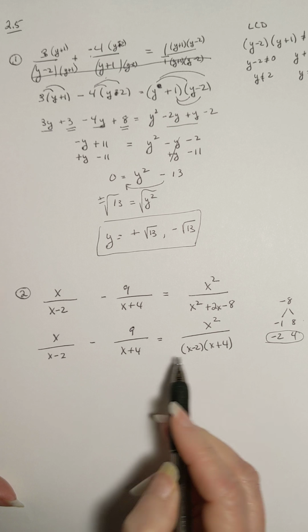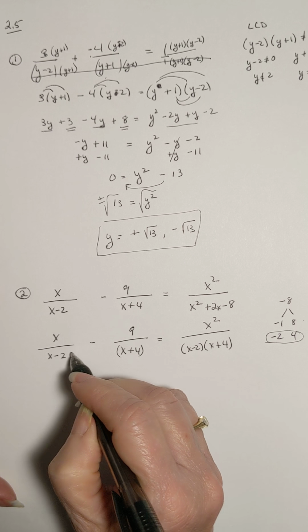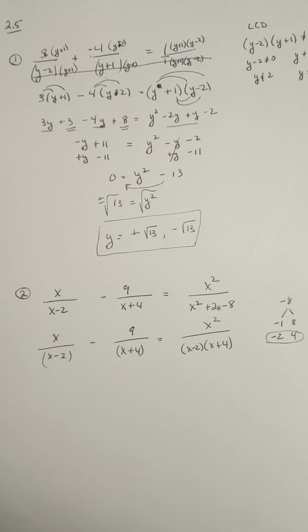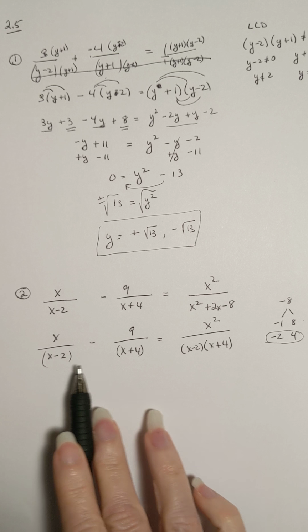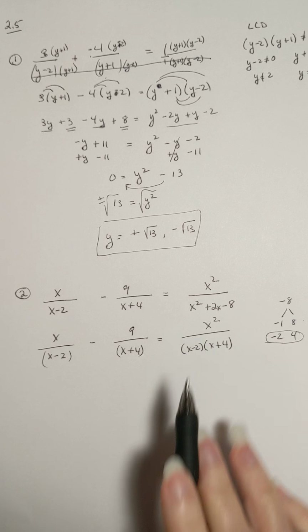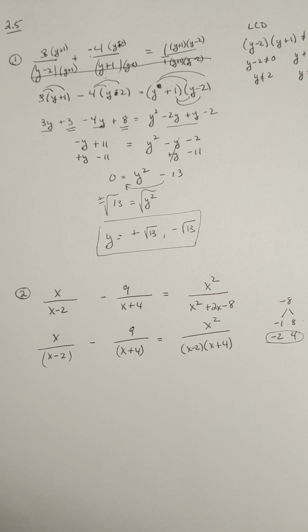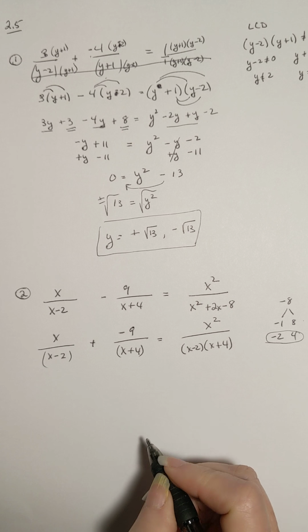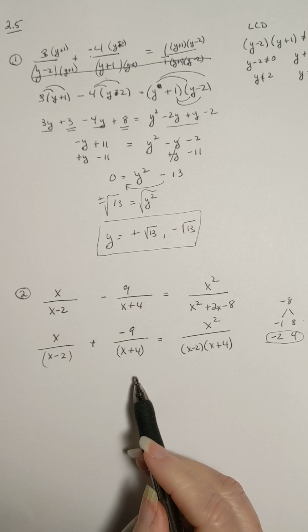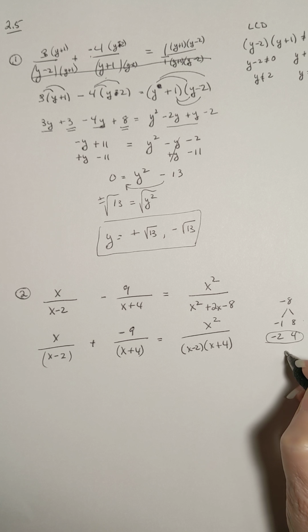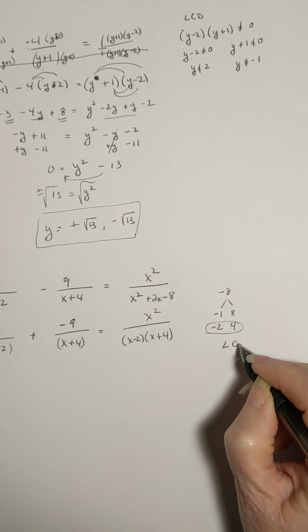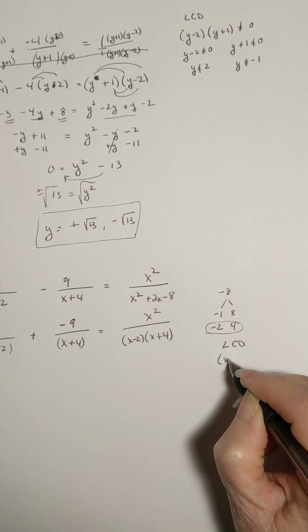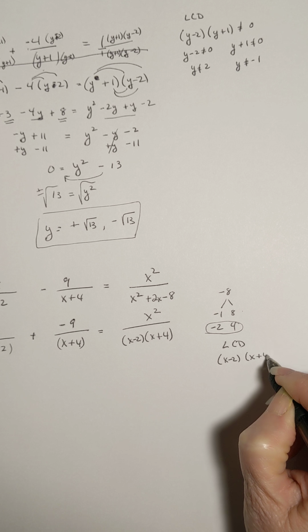The same as these two denominators, and that will always be the case. These two denominators multiplied together are going to give you this third denominator whenever you have something that you have to factor. So now again, I'm going to change this to plus and negative 9, and I want to make my denominators the same. And in this case, my LCD is going to be x minus 2 times x plus 4.